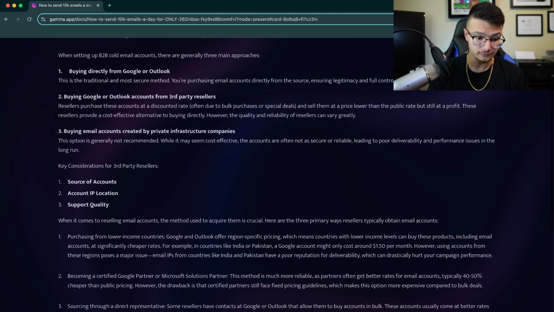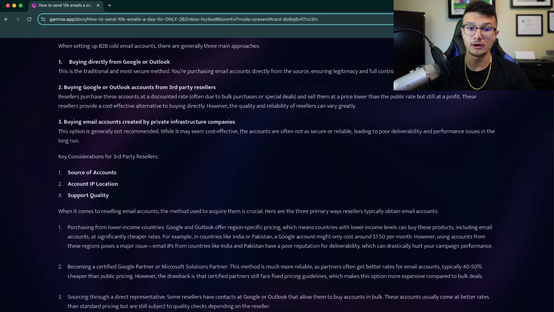Now, going back to what I said before, what is going to be those considerations for those third-party resellers, right? So there's three different things you want to take into mind. First one is going to be the source of your accounts. Then you have your account's IP location. Then you're going to have the support quality.